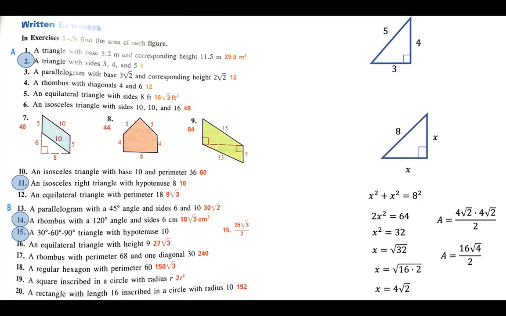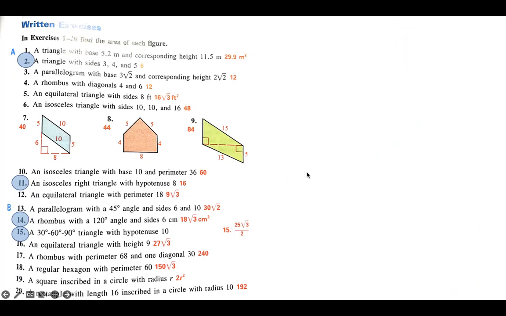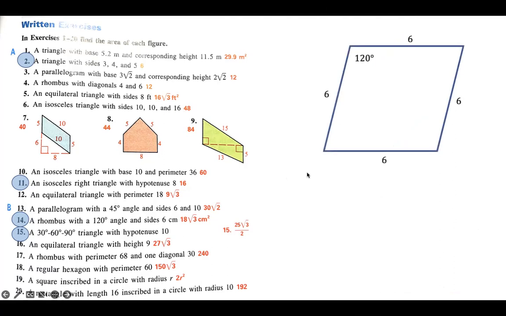The 2's would cancel, or if you prefer, 2 times 16 is 32. 32 divided by 2 is 16. Either way works. Okay, so that was all the way up through 11. So now let's do 14, 15. So 14, rhombus. Remember, that's a quadrilateral with all sides equal, and it says the sides are 6 centimeters, with an angle of 120.